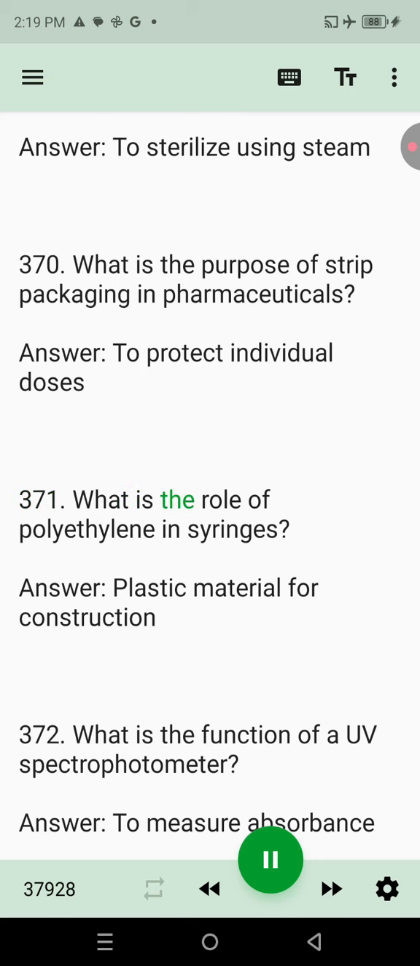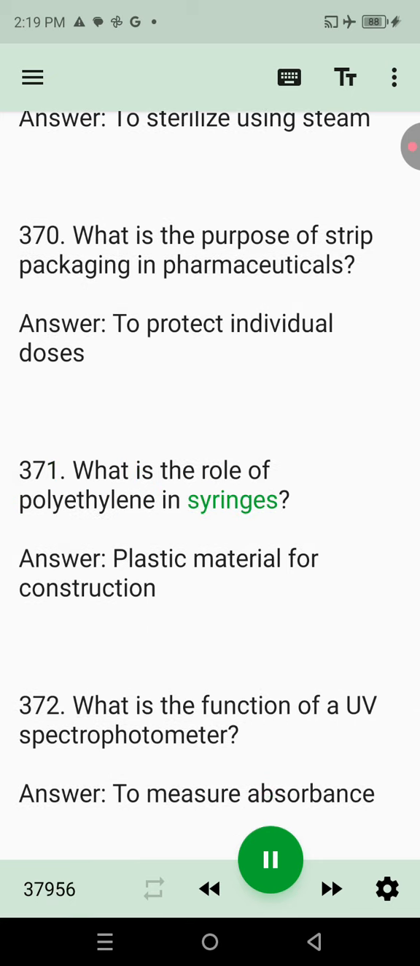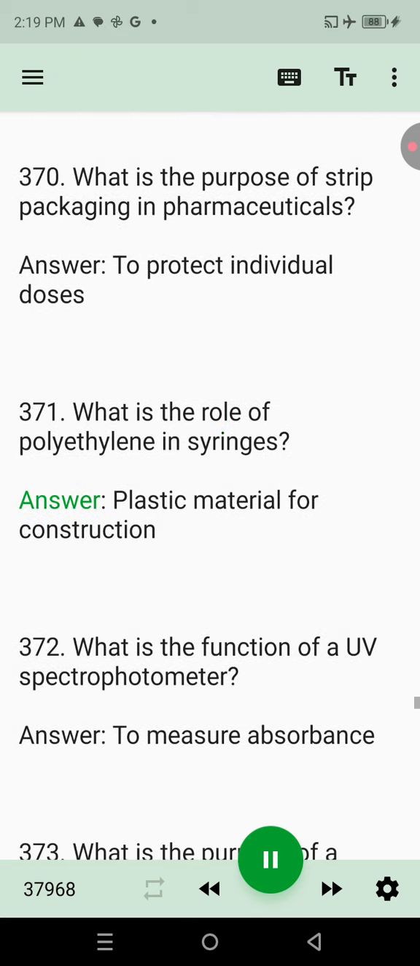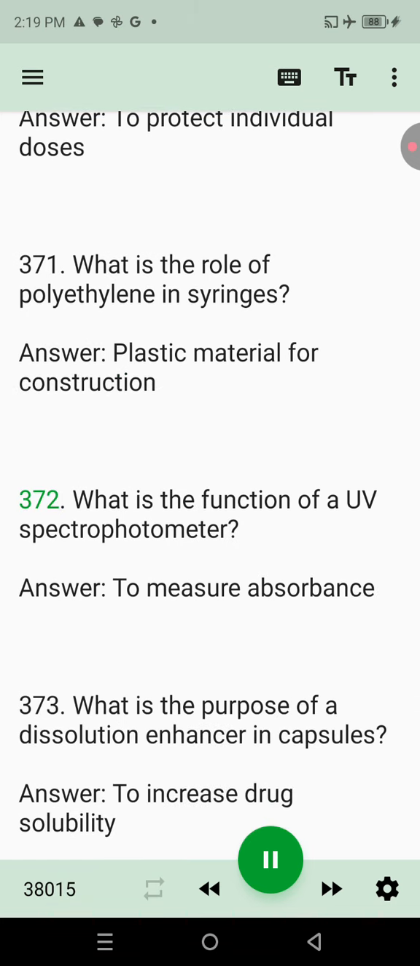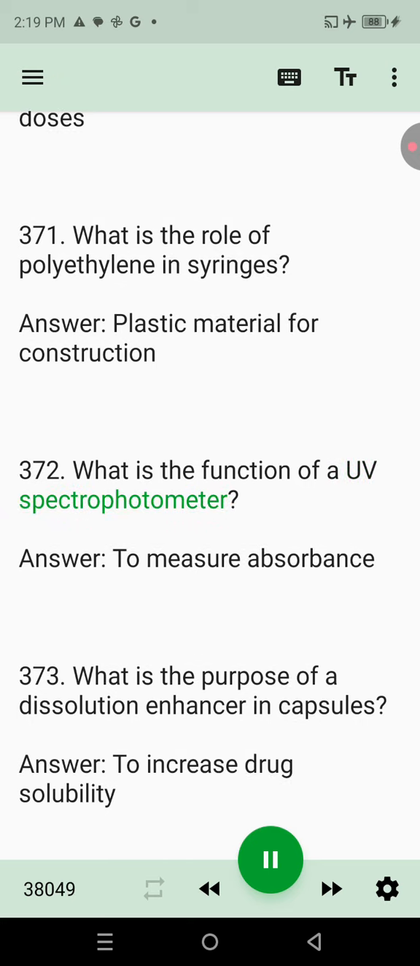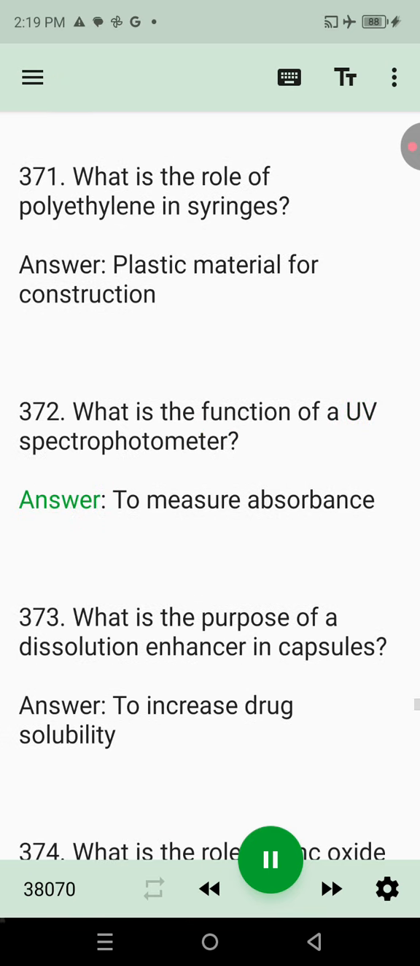371. What is the role of polyethylene in syringes? Answer: plastic material for construction. 372. What is the function of a UV spectrophotometer? Answer: to measure absorbance.